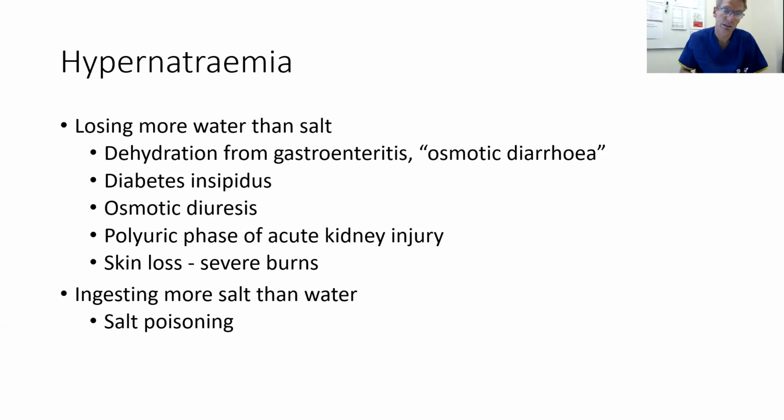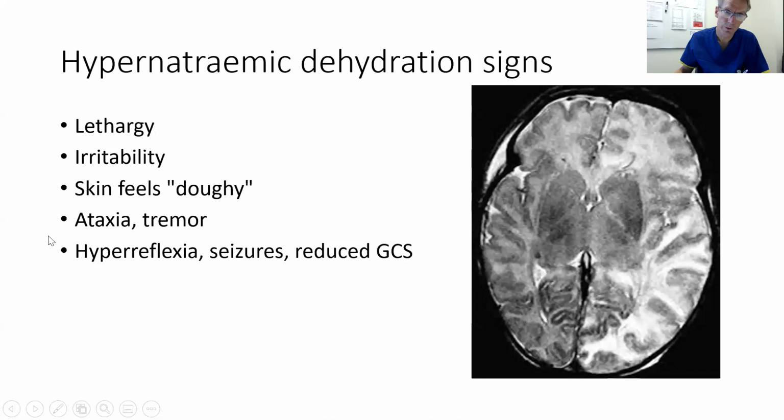There are a few other conditions that cause hypernatremia as well. I won't go through these, but mostly it's where you've got gastroenteritis with an osmotic diarrhea. You get hypernatremia, and that can cause problems too. Sometimes also with the brain. It's not as common, but it can also cause problems with the brain.